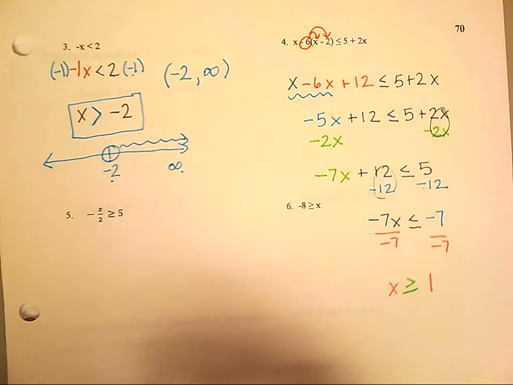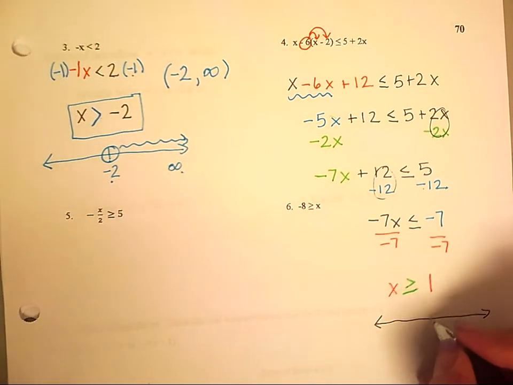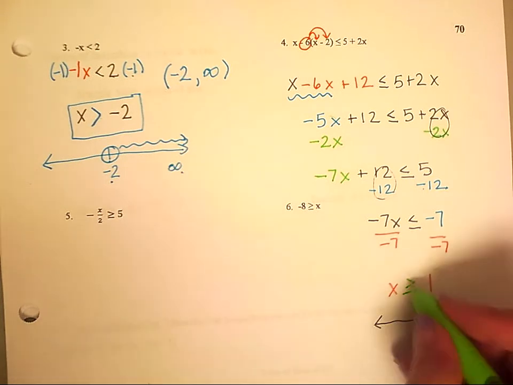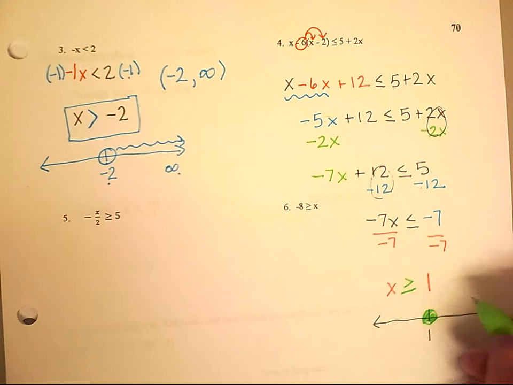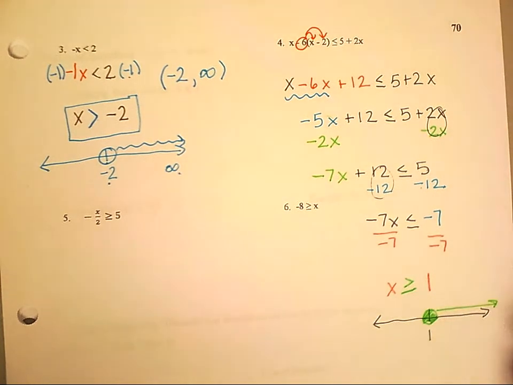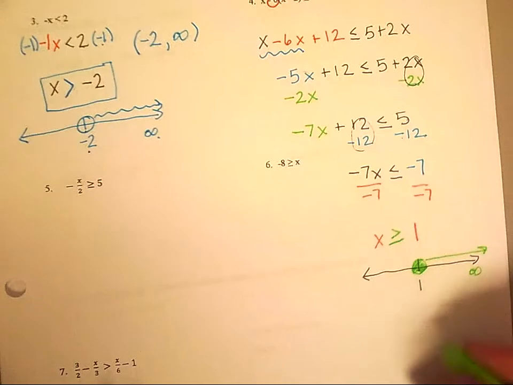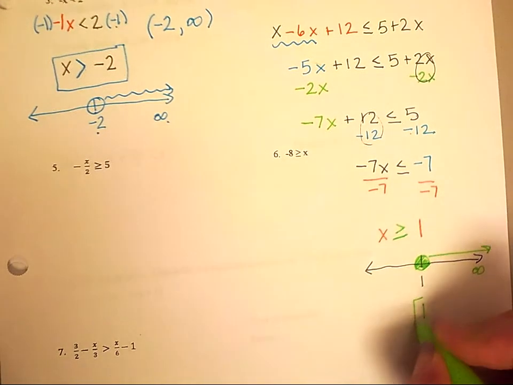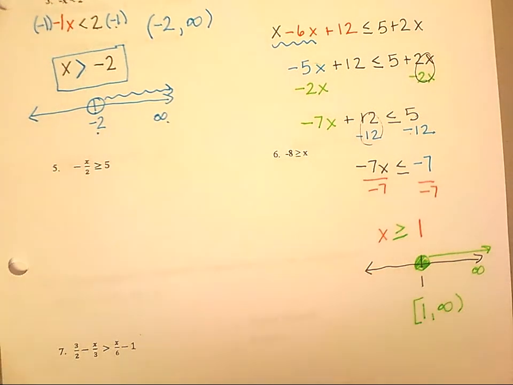Okay. So in interval notation, well, let's do the number line first. So in the number line, 1 is our reference, and x can be including 1, and it needs to be greater, taking off to infinity. So that's the number line, and in the interval notation, the lowest value x can take on is 1, and it is included and goes to infinity.